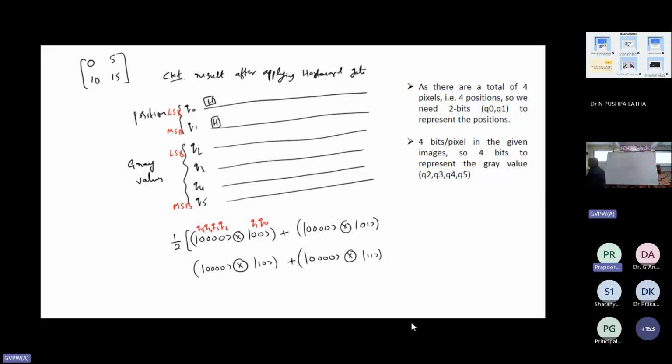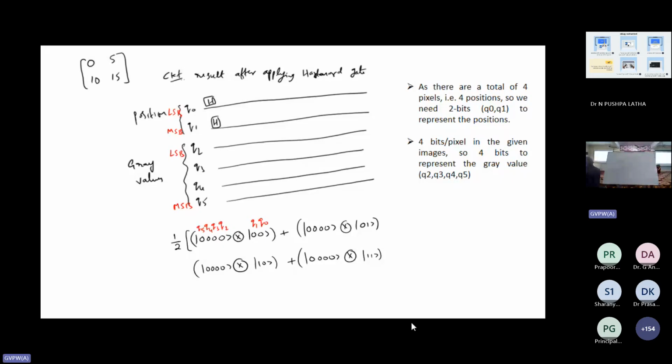Now, as this is the classical data, I need to convert that into quantum representation. That means I need to finalize how many qubits are required to do this whole process. So first we need to decide how many qubits are required to store the positions. Actually, how many values are there total? 4 values. This is the easiest method I am telling. So how many bits are required to represent 0 to 3? 2 bits. In the same way, I am taking 2 qubits.